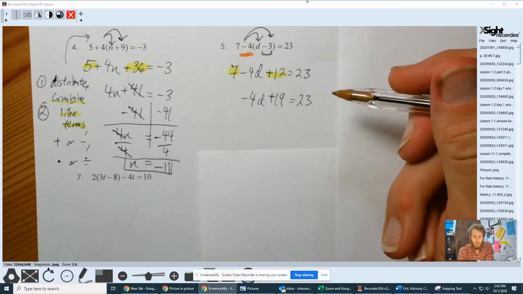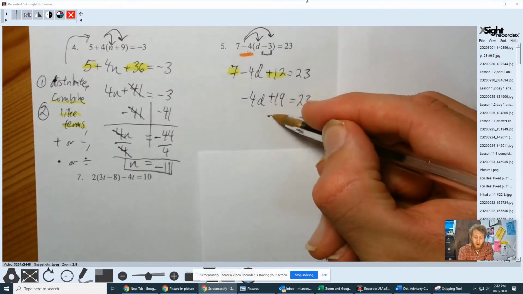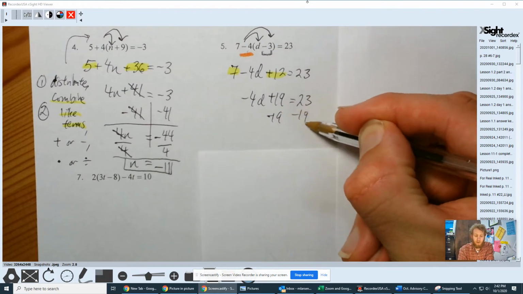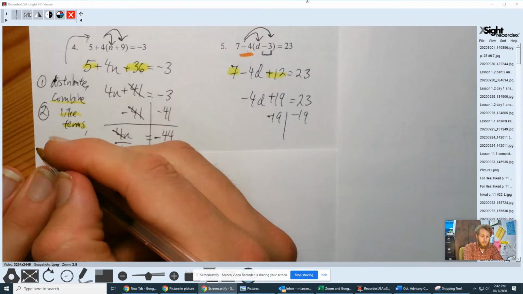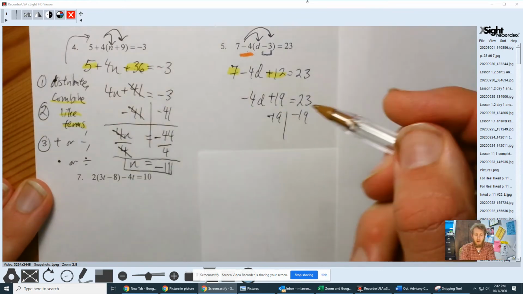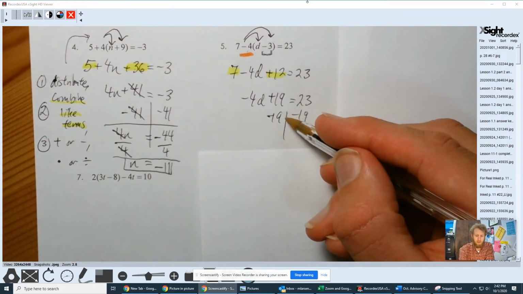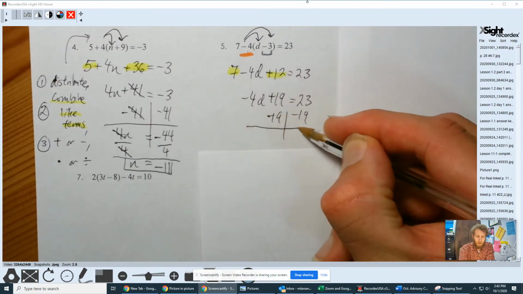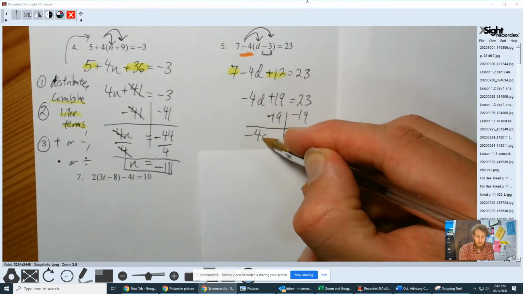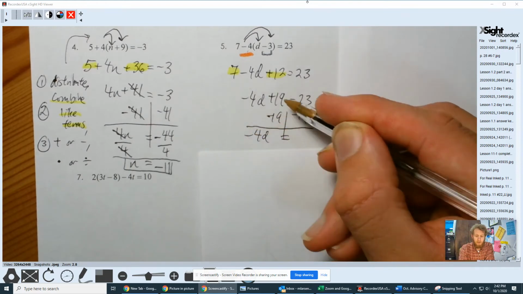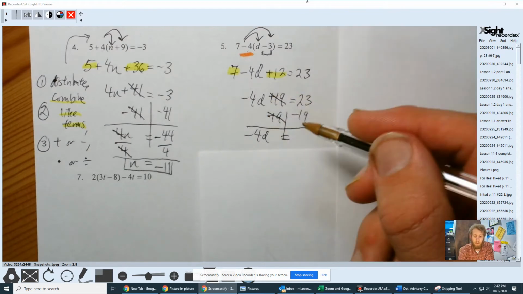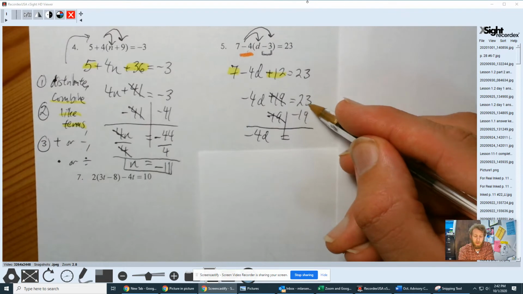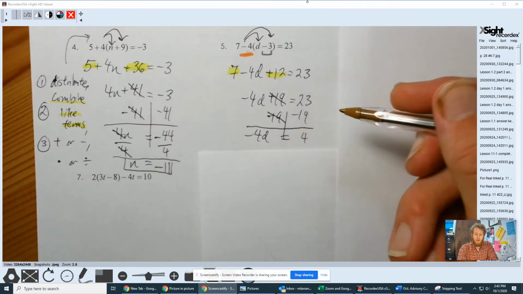There's not very much that I have to do. Subtract 19 next, because I know that my next step is either to add or subtract. And I can see that I have a positive 19, so I need to subtract 19. So what I have now is -4d on the left, the plus 19 and the minus 19 are gone. And on the right side, 23 minus 19 is 4.